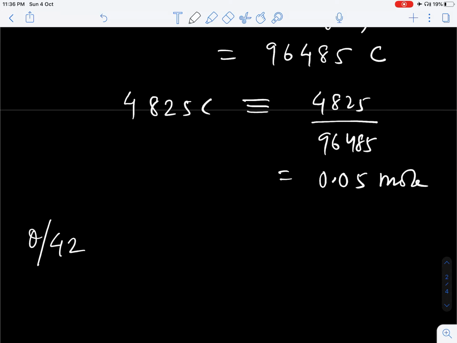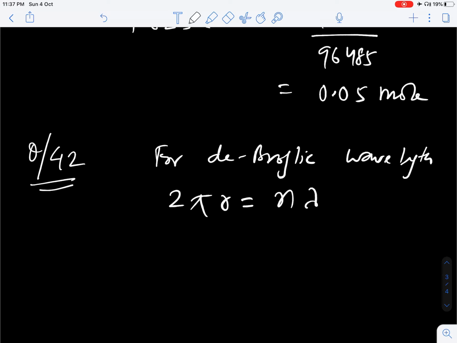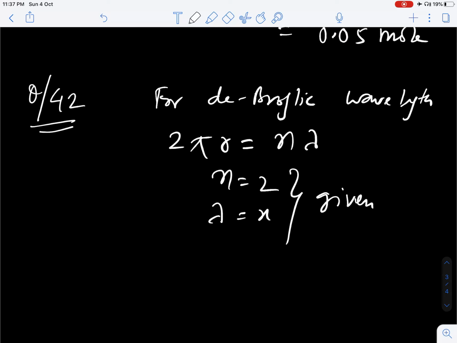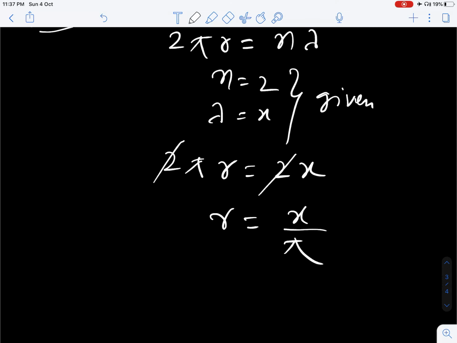Question number 42. If the de Broglie wavelength of an electron revolving in the second orbit of the hydrogen atom is x, so we know that for de Broglie wavelength, we can write 2 pi r is equal to n into lambda. n is given 2, lambda is given x. This is given in the question. Put these values, so we will get 2 pi r is equal to 2 into x. So from here you can write r is equal to x upon pi. So the first option is correct.